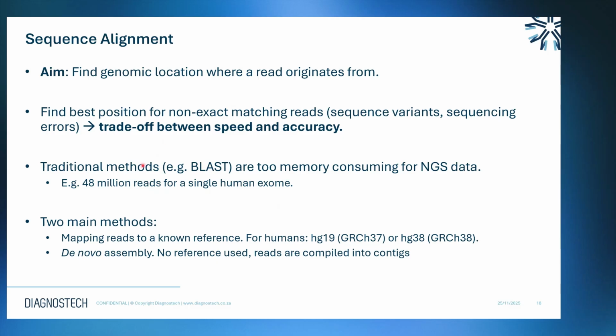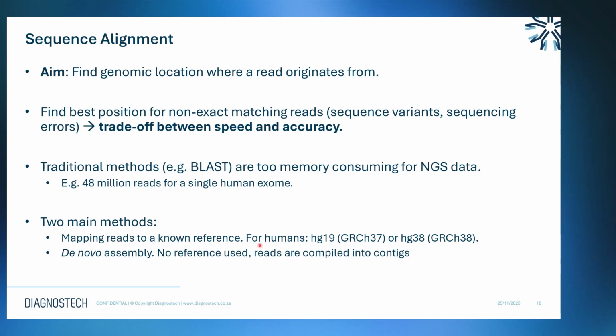If you think of old school traditional methods like BLAST, there's no way a human or even computer programs could sit there and do an alignment through BLAST. If we think of a single human exome containing 48 million reads, this is why we need these alignment or mapping programs. And we can really break it down into two separate methods. So something called resequencing, which is where we map reads to a known reference.